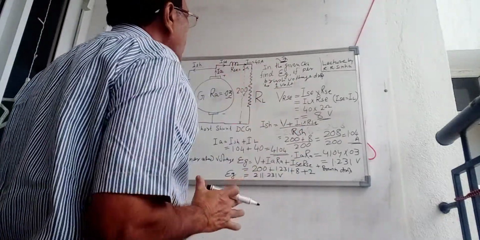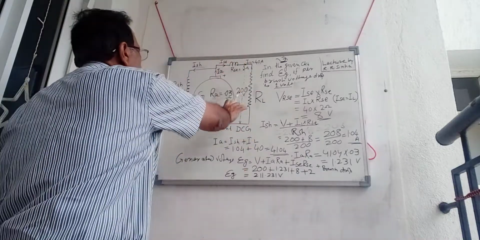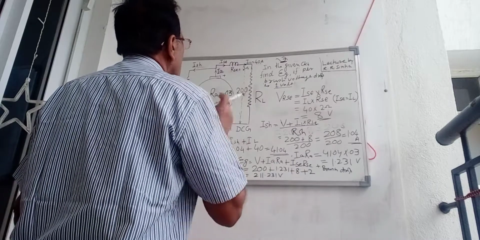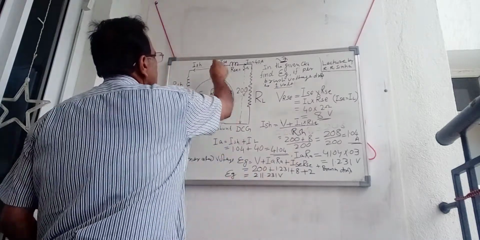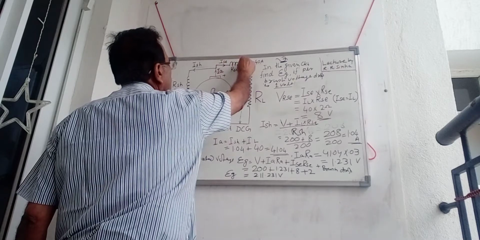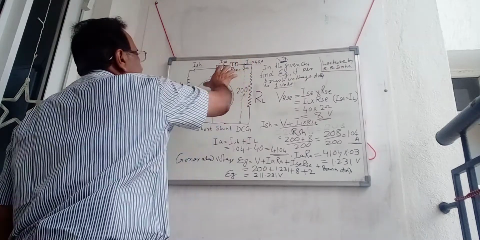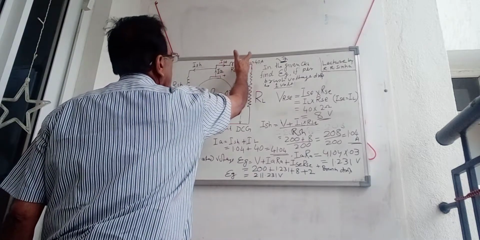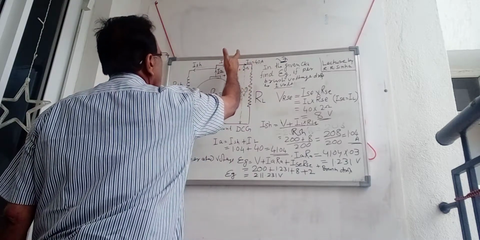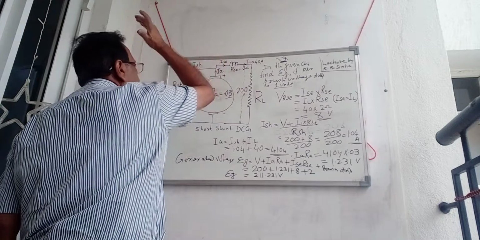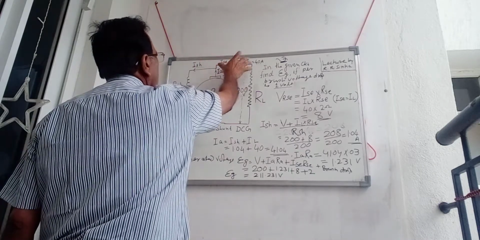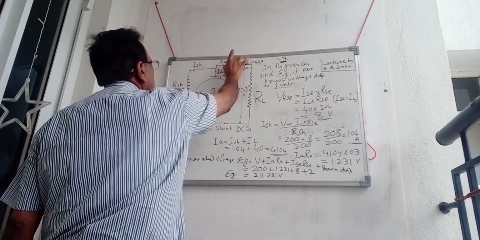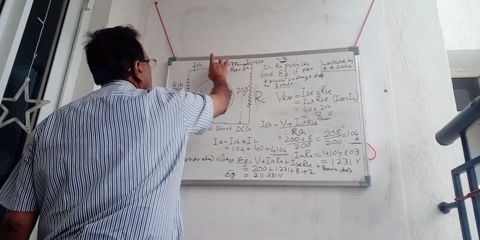Very important problem. If the circuit is a long shunt compound generator, in a long shunt compound generator this junction shifts here. In a long shunt generator the junction point comes after the series resistance, and in short shunt it comes before the series resistance. That is the difference. If it is long shunt, this resistance comes here, or this junction goes here.